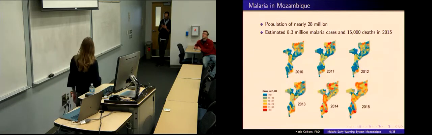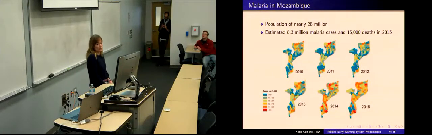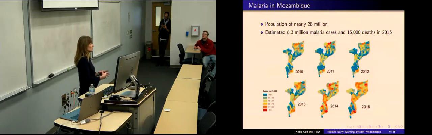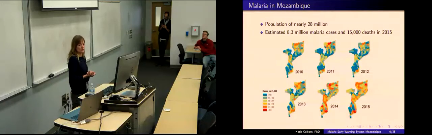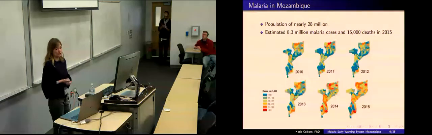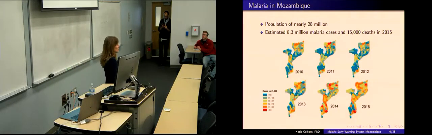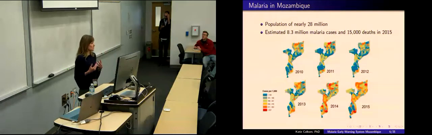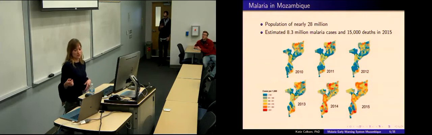Here's the shape of Mozambique, if you recognize it from the last slide. It's a fairly large country. It spans a large geographic region and has a population of around 28 million. In 2015, there were an estimated 8.3 million cases and 15,000 deaths. And this is estimated, right? So we rely on reported data from the country, which has improved over the last couple of decades, but this certainly could be an underestimate of the burden.